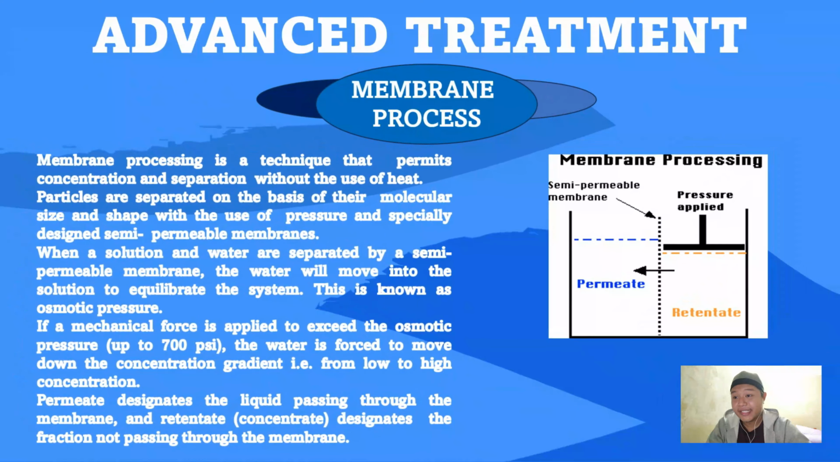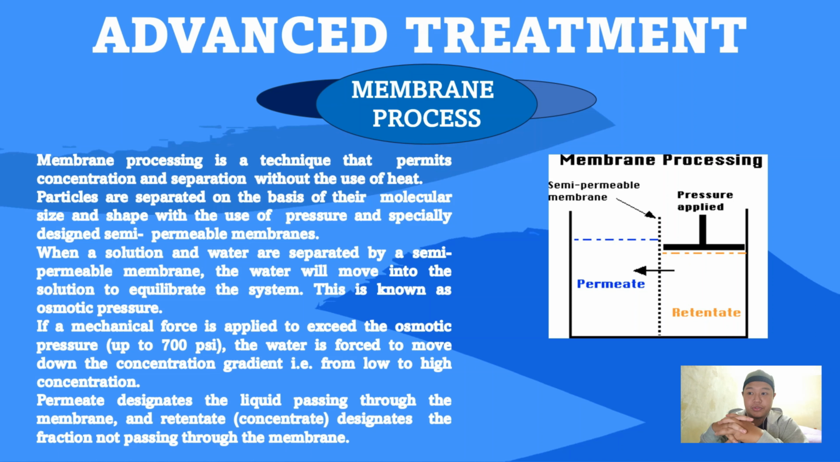The third category is the membrane process. This is a technique that permits concentration and separation without the use of heat. Particles are separated by molecular size and shape with the use of pressure and a specially designed semi-permeable membrane. When a solution and water are separated by a semi-permeable membrane, the water will move into the solution to reach an equilibrium, a system known as osmotic pressure.